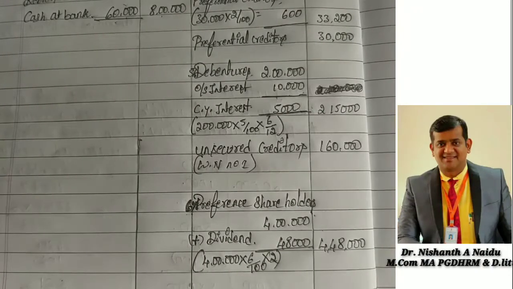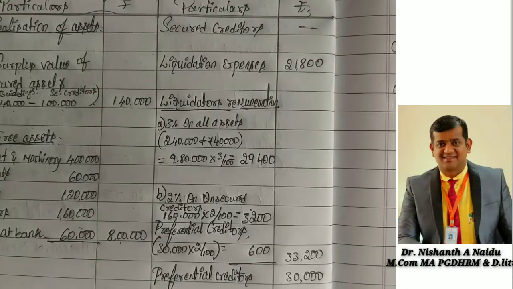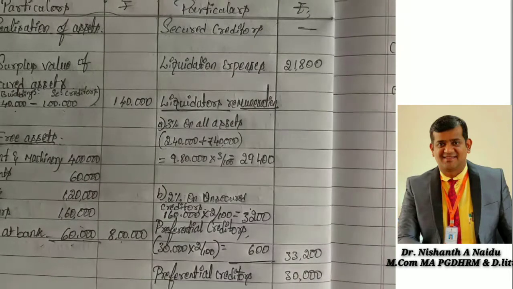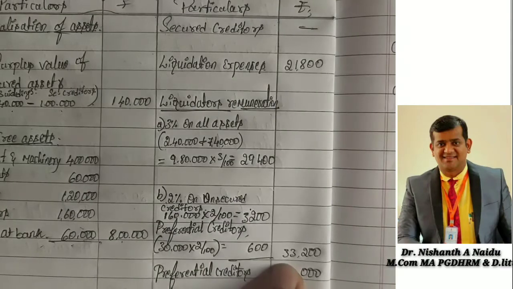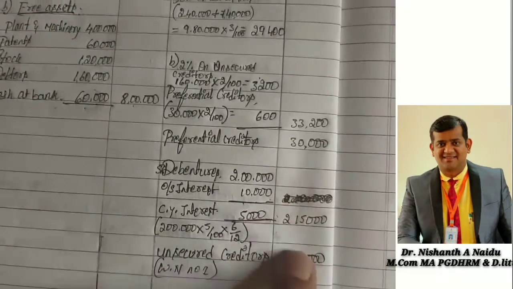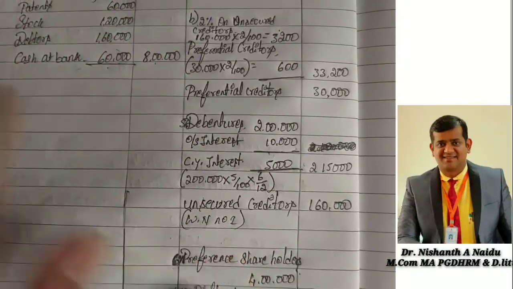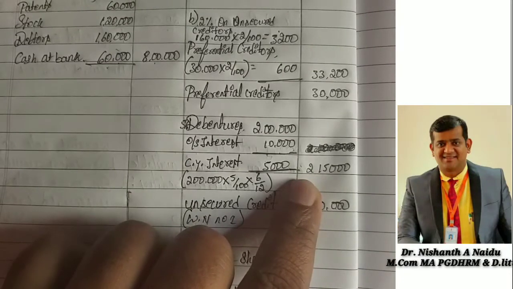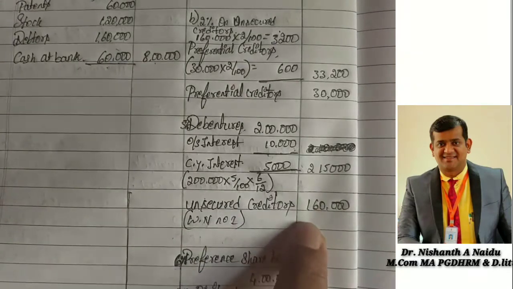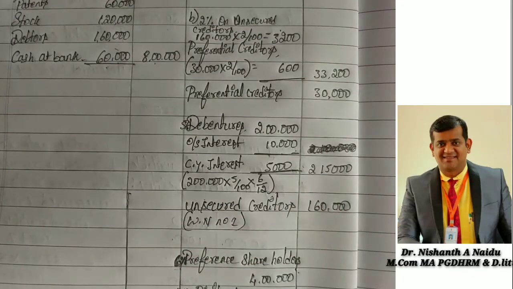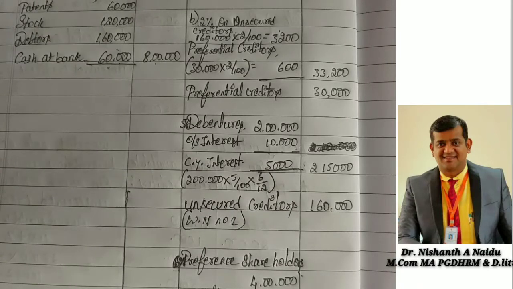If you calculate, the receipt part is 1,40,000 plus 8 lakh, so total we have 9,40,000 rupees. Out of 9,40,000, we have payments of 21,800 plus 33,200 plus 30,000 plus 2,15,000 plus 1,60,000 plus 4,48,000. We have a payment of 9,08,000 rupees, but we have a receipt of 9,40,000.